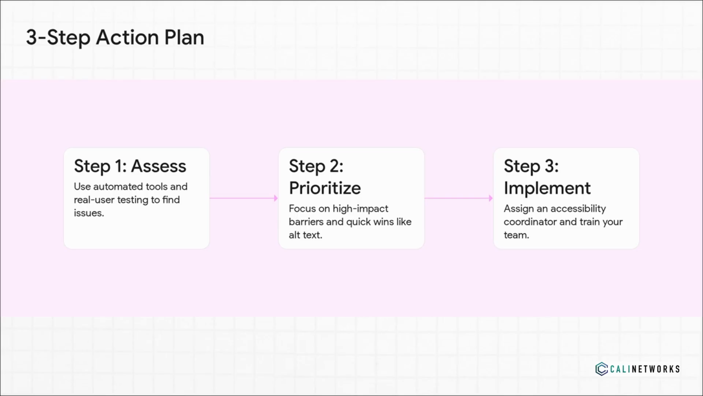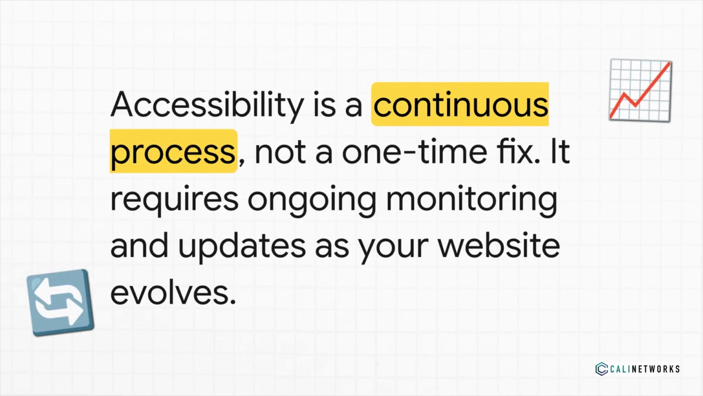Second, prioritize. Don't try to fix every single thing at once. Focus on the big problems first, the high-impact stuff, along with quick wins like adding that missing alt text. And third, implement. This isn't a one-and-done project. You've got to assign someone to own it, train your team, and really make it a part of how you do things.